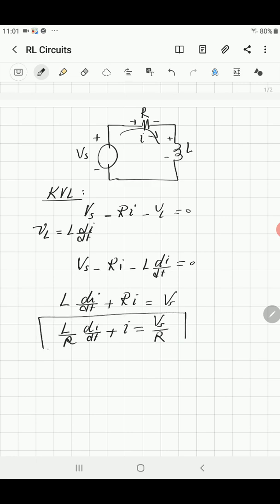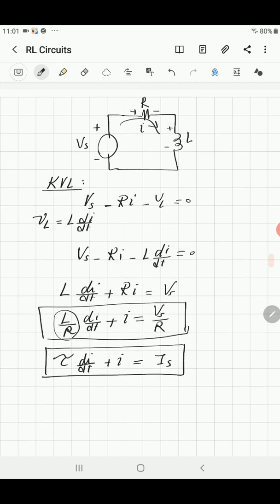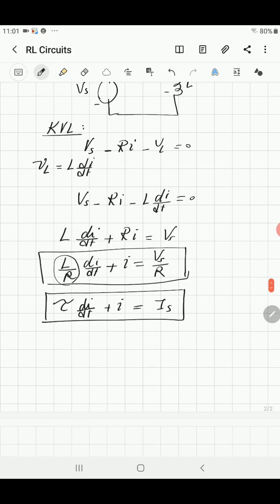This looks like the standard first-order differential equation that we explained in the other lecture. So L over R will be called tau. So tau dI by dt plus I is equal to VS over R. Sometimes you can call it Is. So that's the form. Now if you want to write the solution, just use the standard form solution.